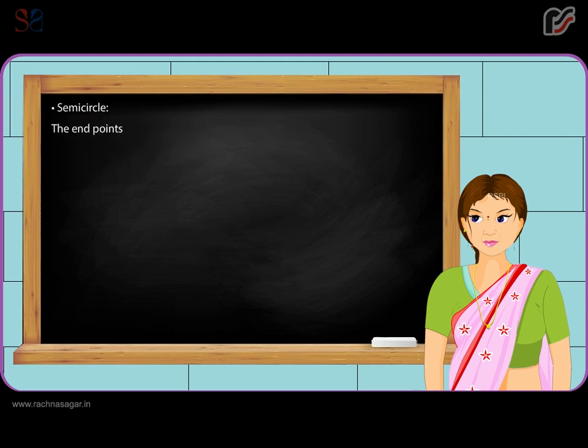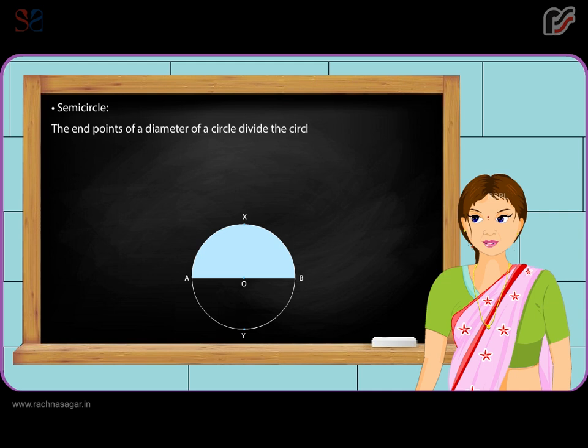Semicircle. The endpoints of a diameter of a circle divide the circle into 2 parts. Each part is called a semicircular region. AXB and AYB are 2 semicircles.